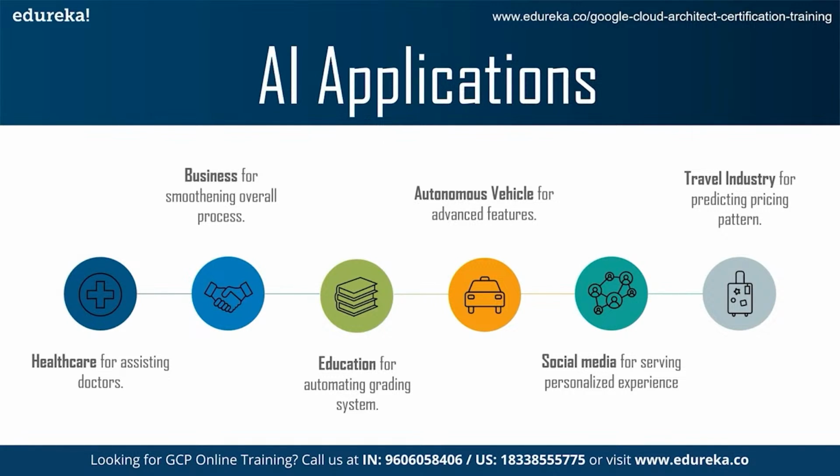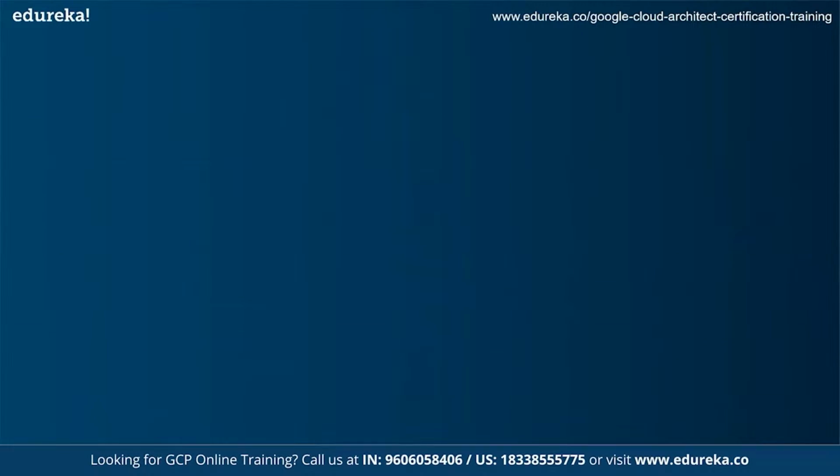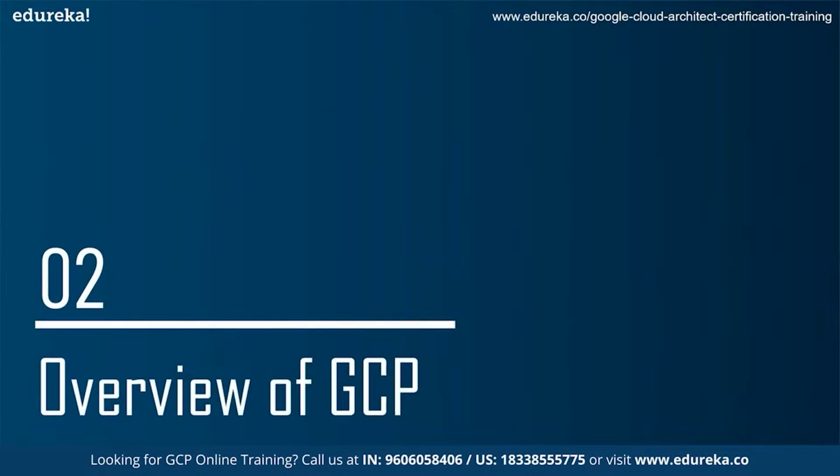So now moving on to the last industry, that is the travel industry. Most hotels and resorts rely heavily on delivering excellent customer service to build their reputation. And AI technology can assist with this in a variety of ways. For example, artificial intelligence can be used to improve personalization, tailor recommendations, and guarantee fast response times even in the absence of staff. So now let's move ahead to have an overview of Google Cloud Platform.